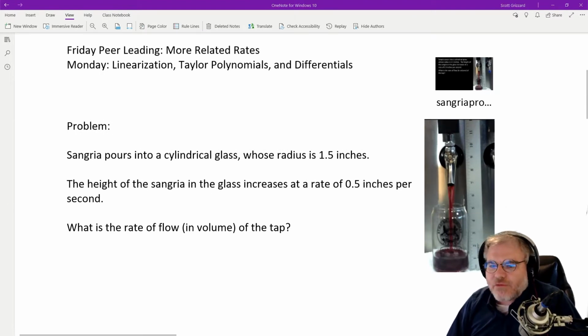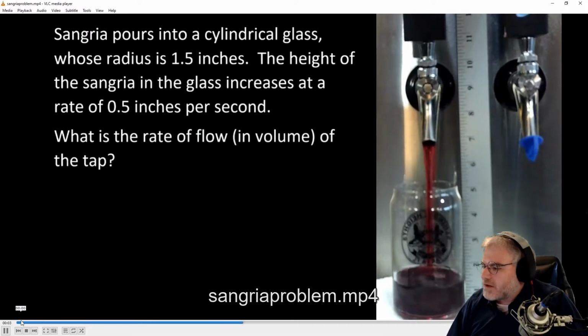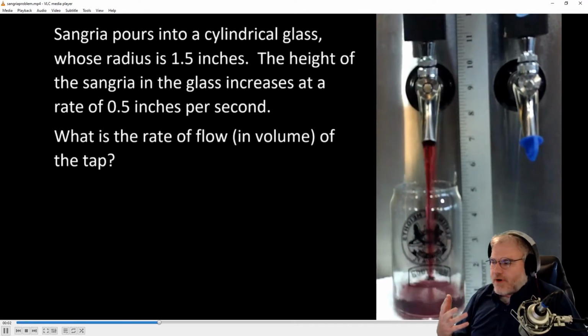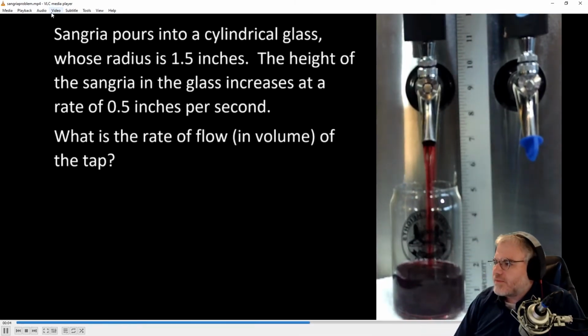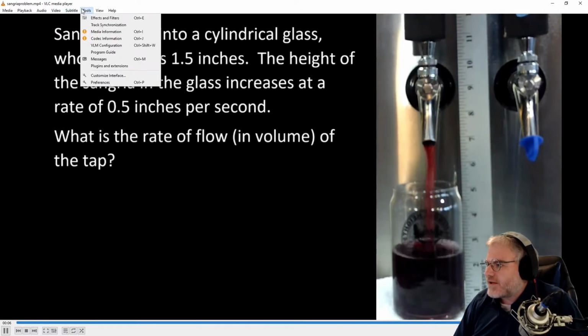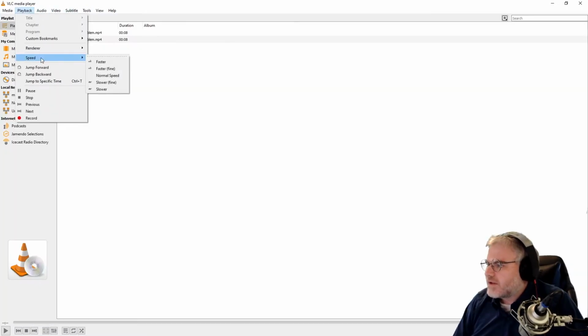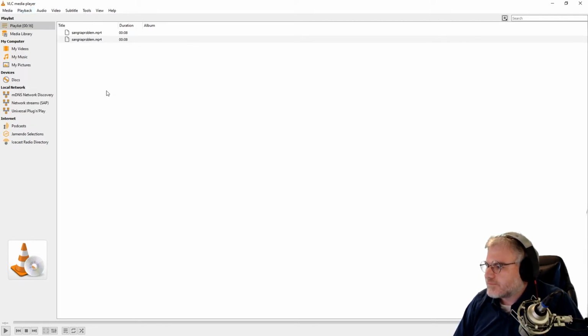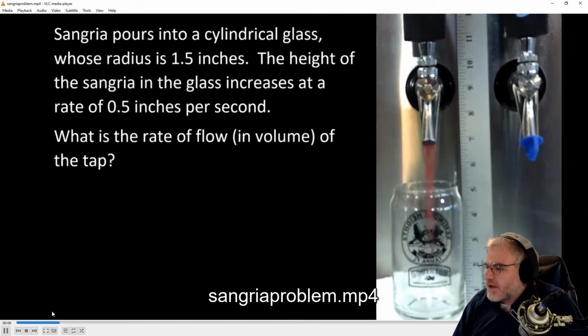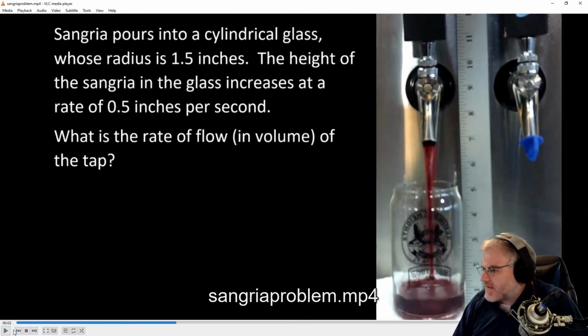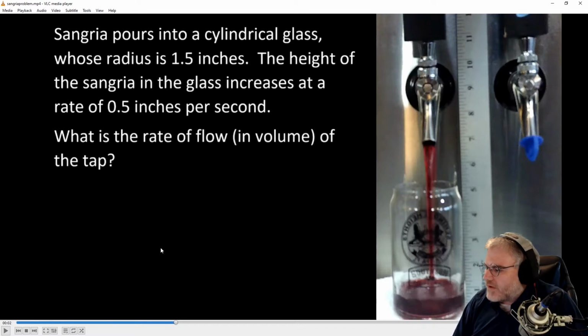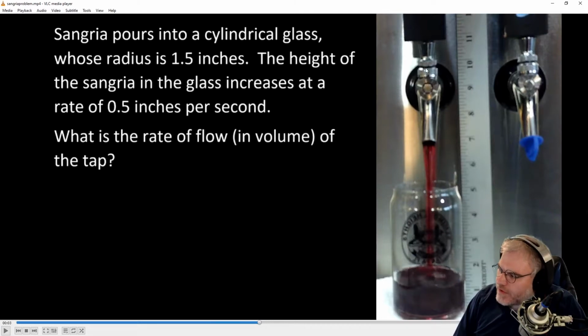So let's look at one of these problems. I even have a video for you. I've got sangria pouring into this glass here. The reason I wanted to do this here was because I wanted to slow down the video. As you can see, the system's changing: the liquid is being poured out of the glass and is coming into here.